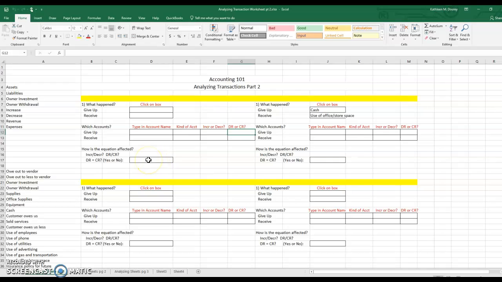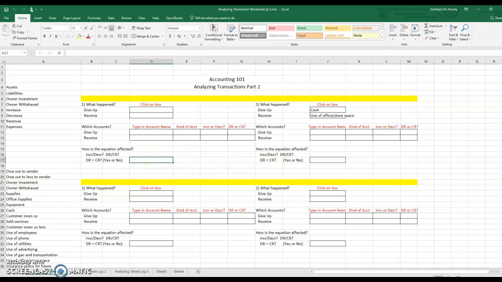And then finally, you'll come down here. How is the equation affected? And again, there is no drop down. You just choose yes or no. Of course, if your answer is no, that the debits don't equal your credits, then your accounting equation doesn't balance, and you have a mistake. You need to find it before you go on.